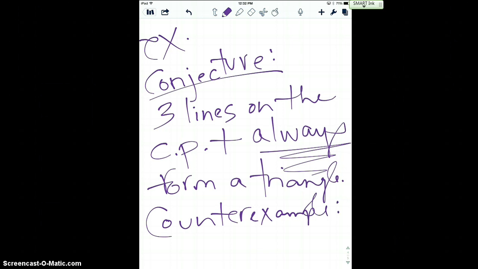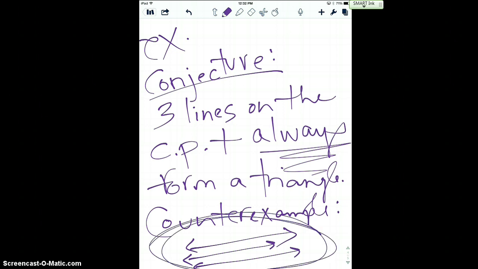Did you already draw it? Because I got one. And that's this. Boom. Boom. Boom. Haha, I just did it. 3 lines. It's not forming a triangle, people. Do I need to draw more counterexamples? Are there more? Yeah, there are. But I only need one in order to disprove it. So I could say the lines are parallel. Boom, they're not forming a triangle.